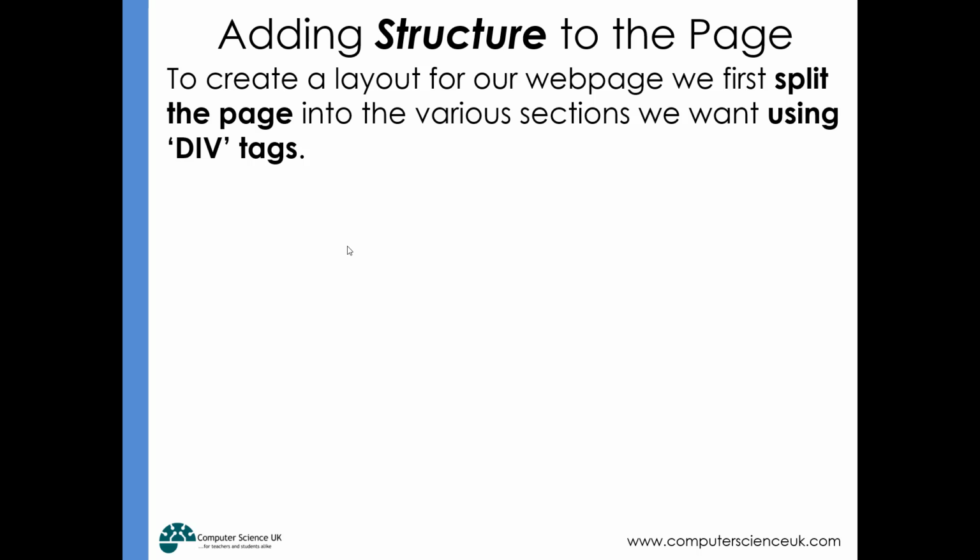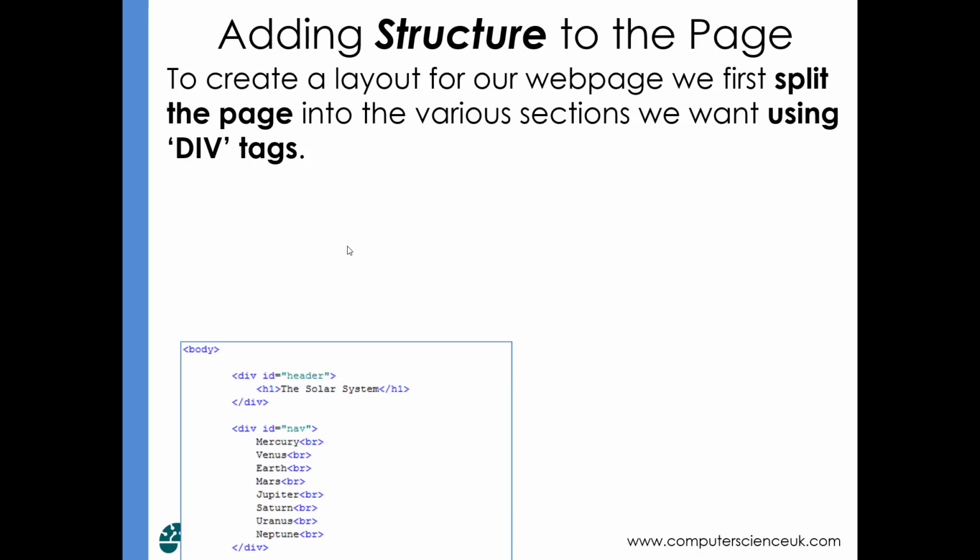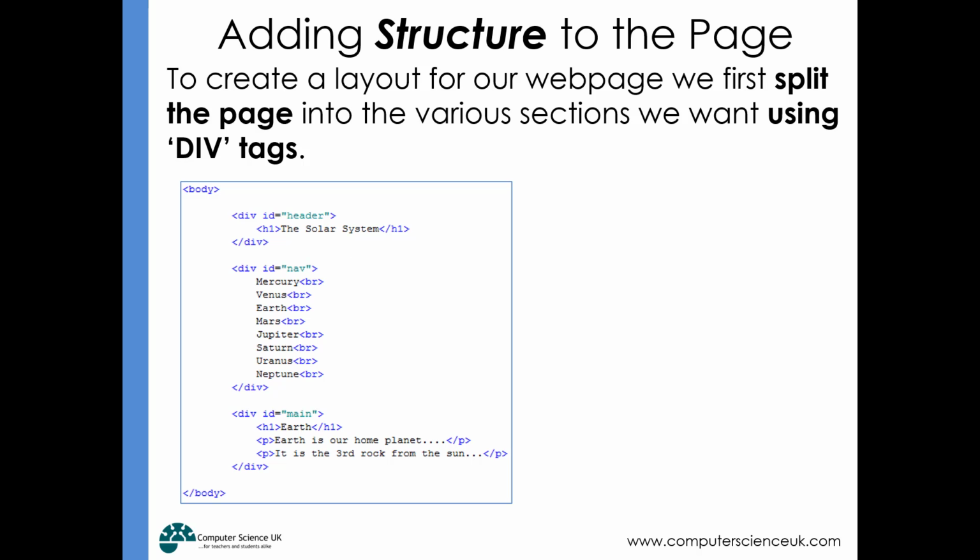So to create a layout for our web page, we first of all split the page into the different sections that we want to use. What I've done here is I've created a bit of a web page that without CSS would simply be text on top of each other in a linear fashion. I've got a heading, the solar system, and I've put that inside a division with the ID header. I've then listed different planets and put that in its own division, which I've called nav. And then I've got another division which has got a title, Earth, and a couple of paragraph tags with some information about Earth. That division has the ID main.